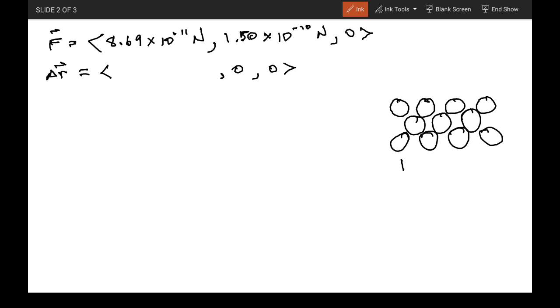And the spacing between two atoms is 3.92 times 10 to the minus 10 meters. We have another way of writing that. That's 3.92 angstrom, just another unit that we use, named for a physicist.